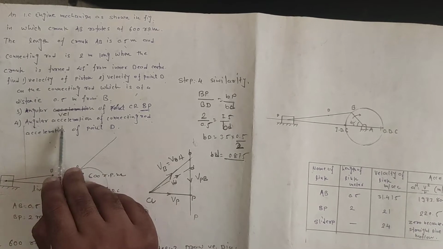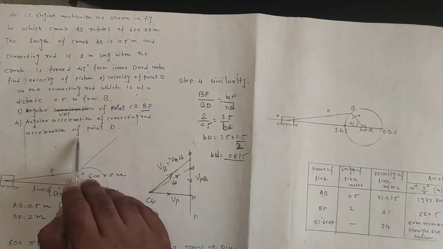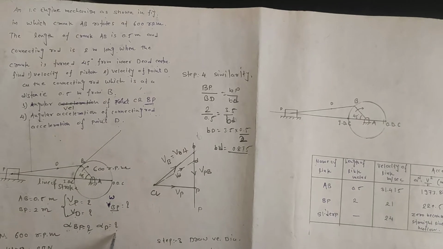And also we have to find out the angular acceleration of the connecting rod and the acceleration of the point D. So these two things we have to find.